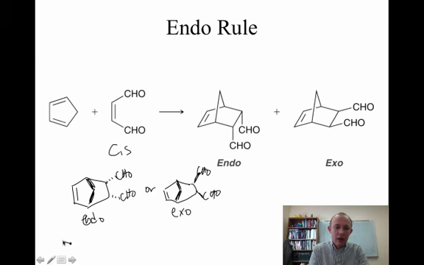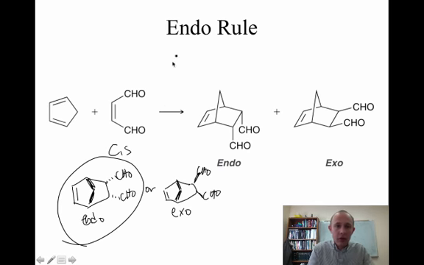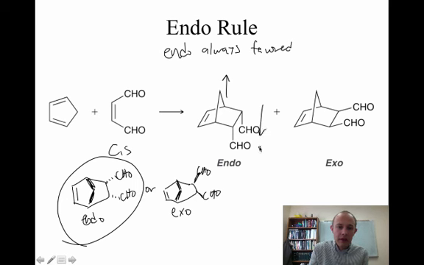Turns out that the Endo product is always favored for reasons that we'll show on the next slide. So you want to remember, Endo is always favored in the Diels-Alder reaction as far as we're concerned. And Endo just means that if the bridging carbon is sticking up, then the other groups are sticking down. Exo means that they're both sticking up. Endo product is going to be favored.